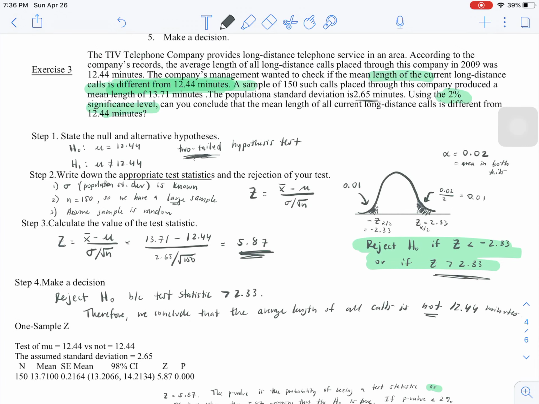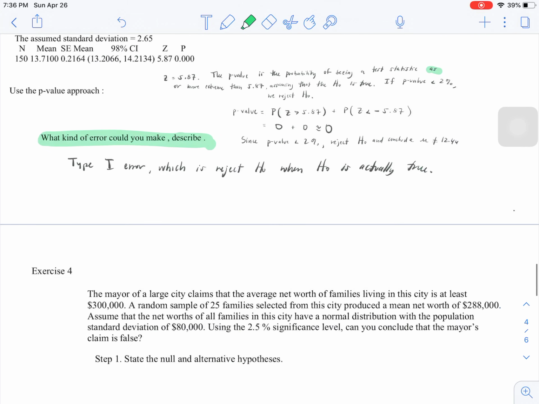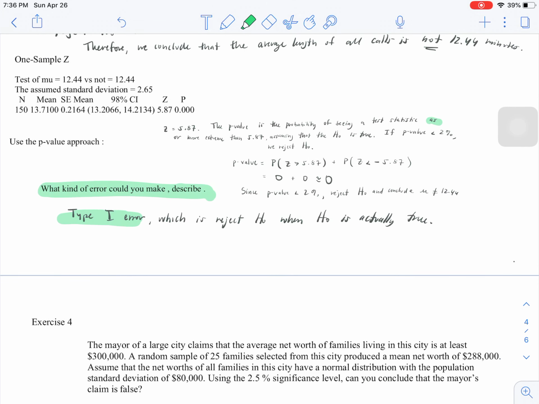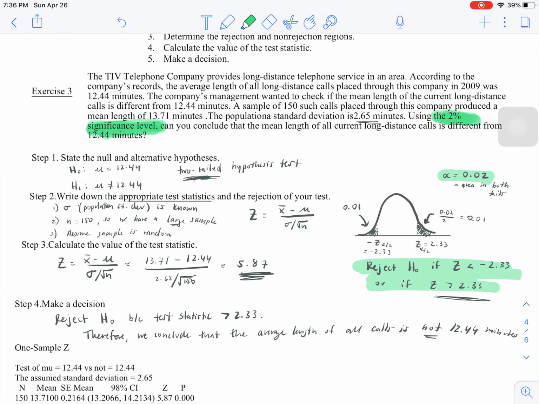As a side note, type 1 error has everything to do with the significance level here. What does this 2% mean? How did we choose 2%? This significance level here, 2%, or alpha as we call it, is precisely the probability of making a type 1 error. So in general, that's why we always pick a very small number, like 2% or 5%, for a significance level.